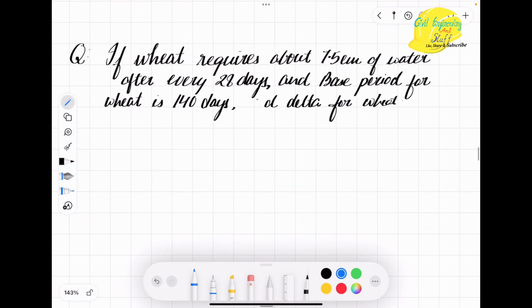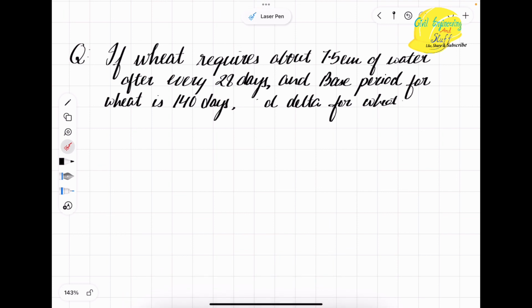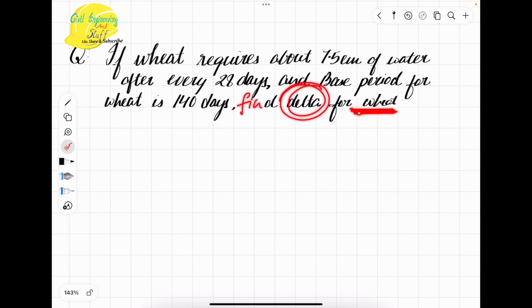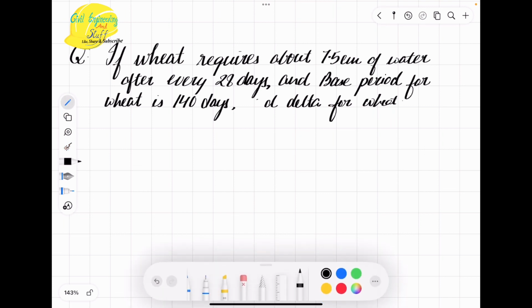Question number two is: if wheat requires about 7.5 centimeter of water after every 28 days and the base period for wheat is 140 days, we have to find out the delta of the wheat crop. Try to solve it by yourself and see if you have done it correctly.